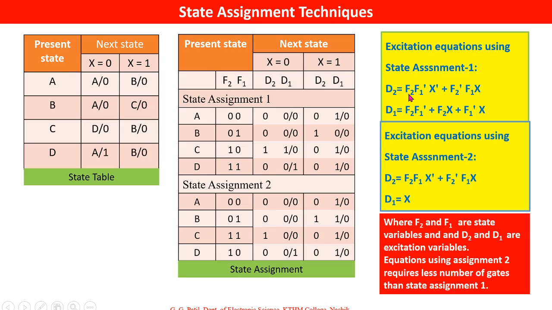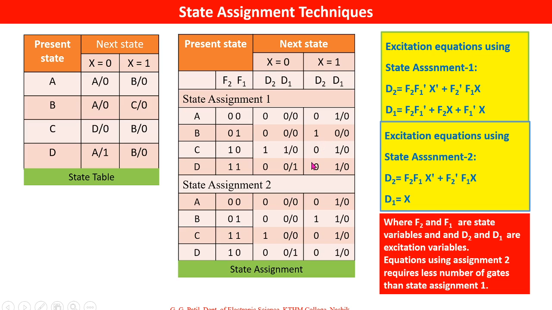So it becomes F2 F1' x', or x equals 0, plus here again the D2 is 1 for the x equals 1 condition. We'll write the inputs: F2' since F2 is 0, F2' F1 x, F2' F1 x. So this is the expression for D2, output D2, and similarly we'll write the expression for D1 under x equals 0 and x equals 1.